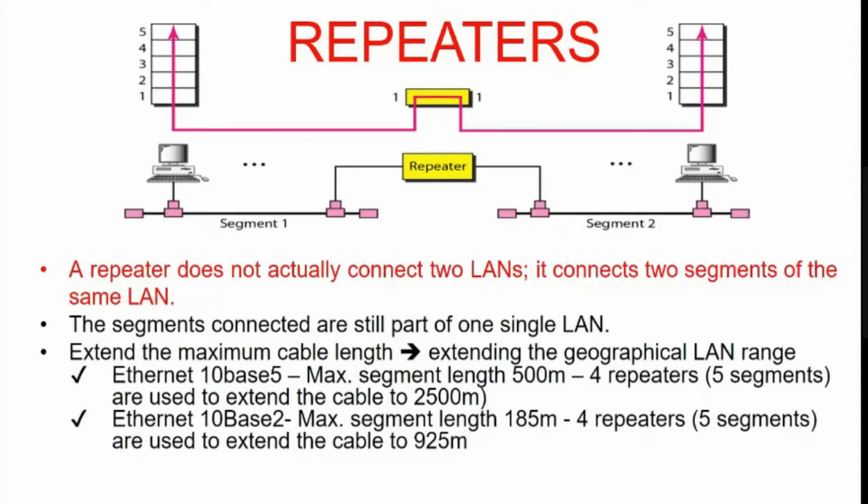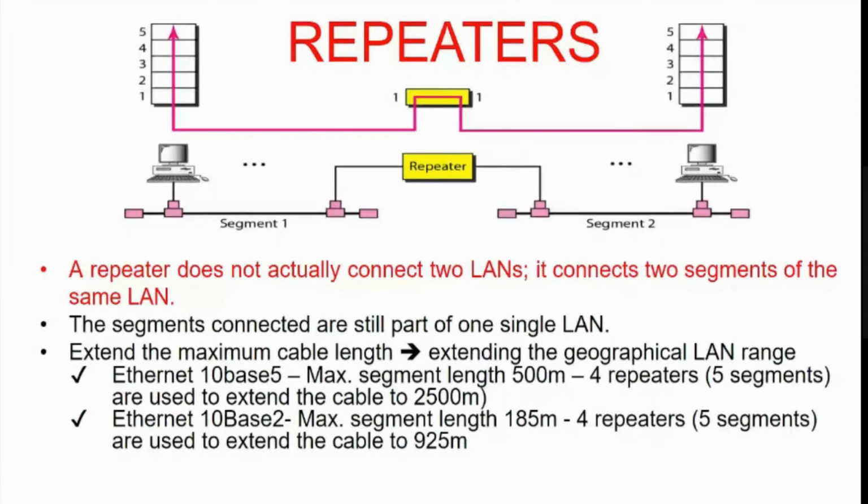If you are using Ethernet 10Base2, what will happen? The maximum segment length is 185 meters with 4 repeaters, and the extension is 925 meters. This is the second category of the repeater. So these are the two types of repeaters here.